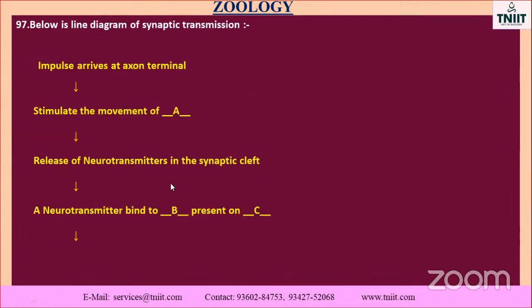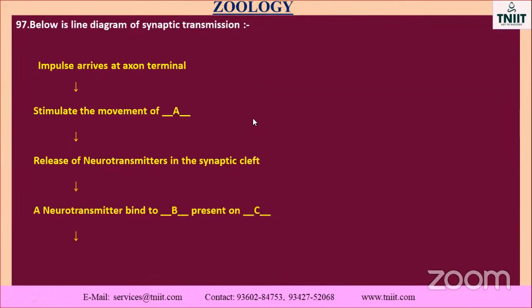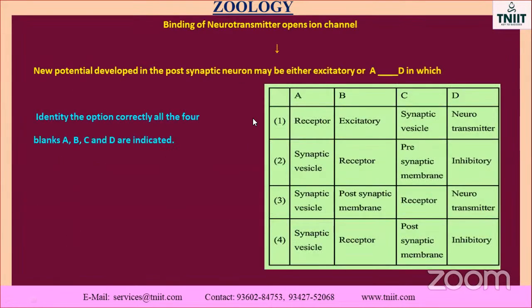See below the line diagram of synaptic transmission. Okay, they have given here the option A: stimulate the movement of dash, and a neurotransmitter binds to the dash present on the C, and then binding of neurotransmitter opens the ion channel, and a new potential develops in the postsynaptic neuron, either excitatory or inhibitory. First of all you should note down which one is the correct answer. So this is the 97th question, just note it down.